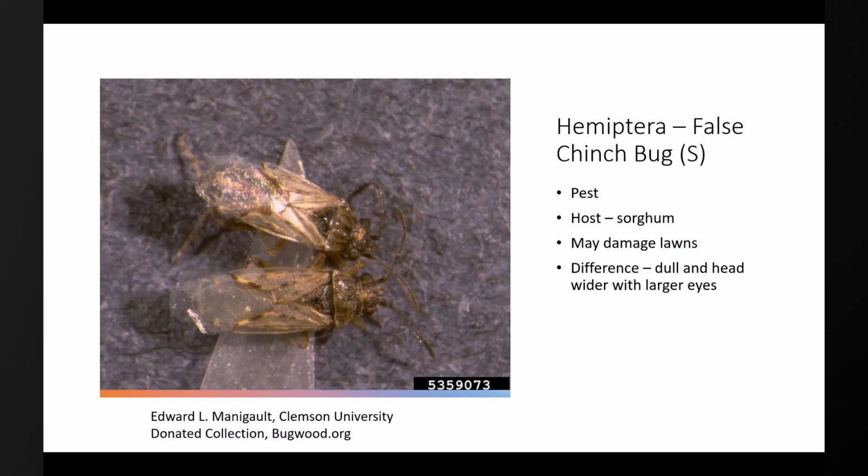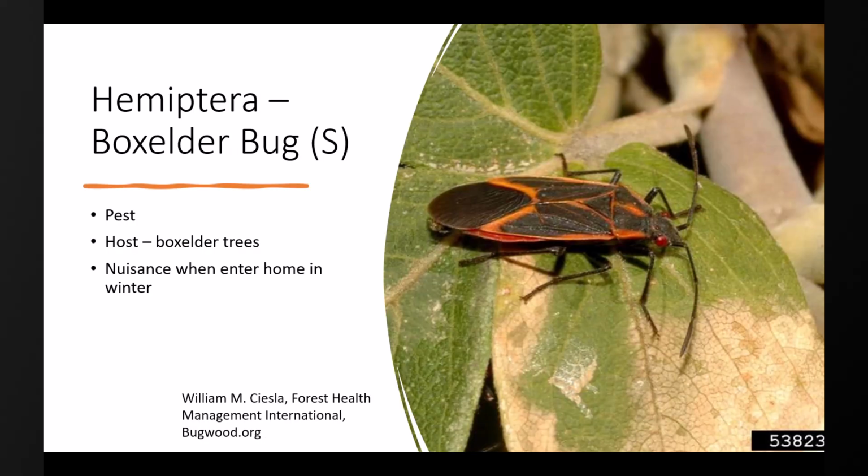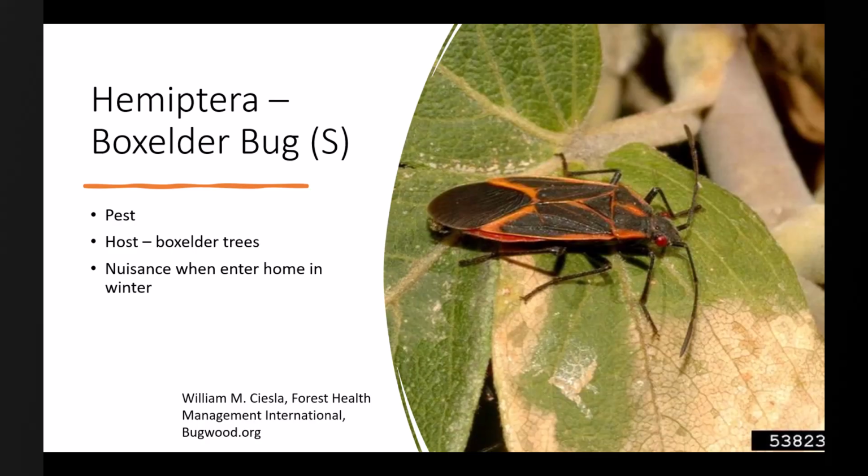And then our box elder bugs are a red or orange and black insect. Their host is a box elder tree. These are considered a pest because they can be a nuisance when they enter the home in the winter months and they congregate. And so most people don't like insects in their house. Outside, they're really not causing a lot of damage to the box elder trees or other plants, but for the reason that they enter homes during the winter months, they can be considered a pest.